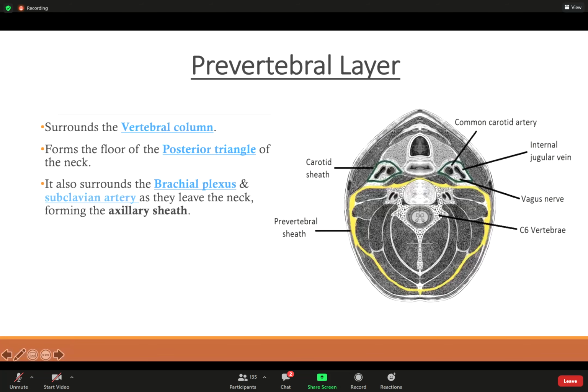Okay, how about the prevertebral layer? The prevertebral layer lies more posteriorly and surrounds the vertebral column. And you will understand when we talk about the triangles, this layer forms the floor of the posterior triangle.